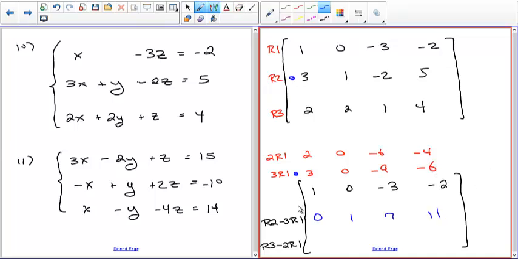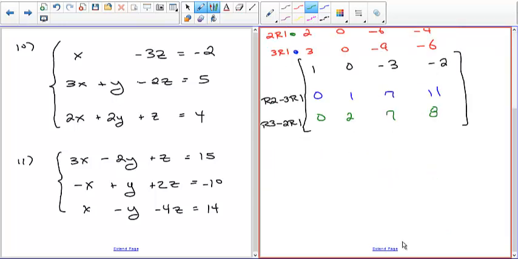Okay, next what we do is we're going to take, let me use the green here, so we're going to take this and subtract that. Put my answers in green. So 2 minus 2 is 0. 2 minus 0 is 2. 1 minus a negative 6 is 7. And 4 minus a negative 4, that's 4 plus 4, which is 8. Okay, so that's the first thing we got to do.